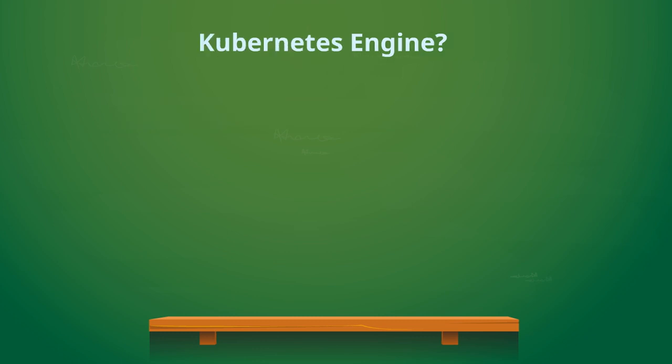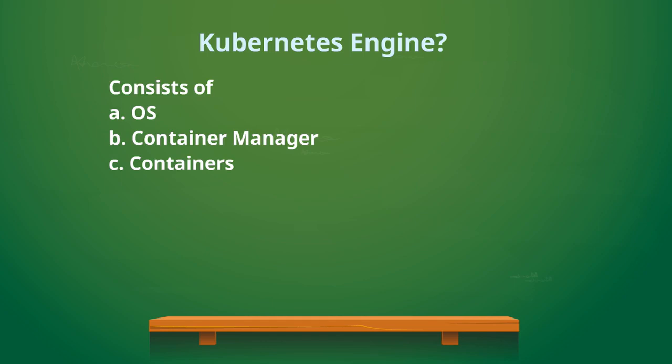The second component that Google Cloud offers would be the Kubernetes Engine. Now, Kubernetes, I can go into greater detail. However, I will be showing you how to deploy this in future videos. For now, I will tell you that it consists of an OS, an operating system, a container manager, because remember it's a container orchestration service, and then containers, which include applications to maintain.